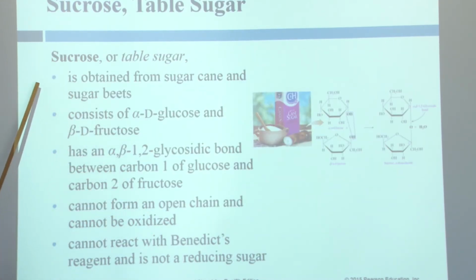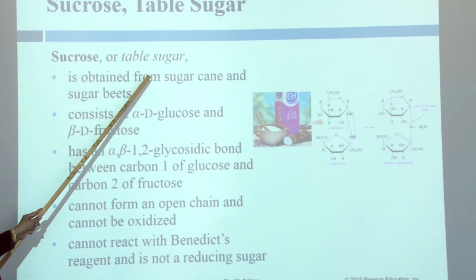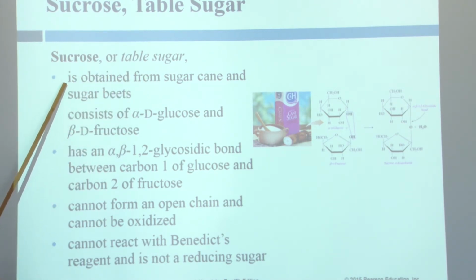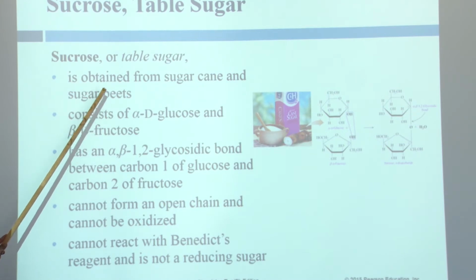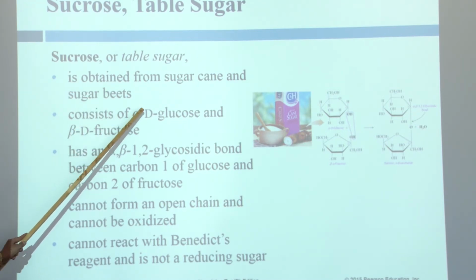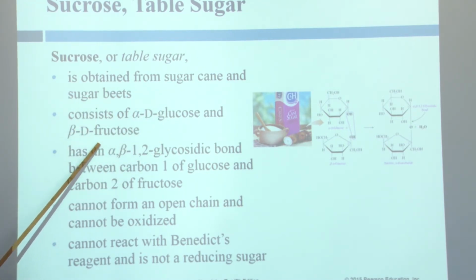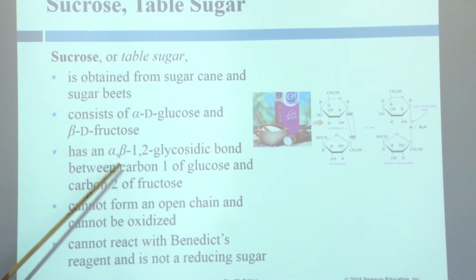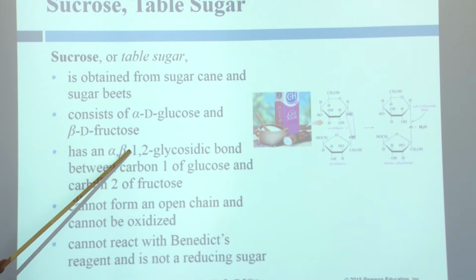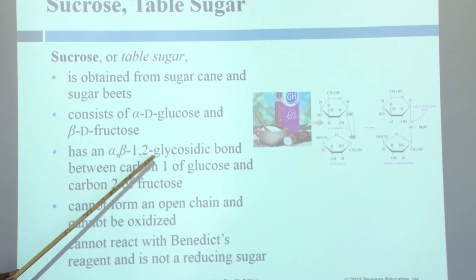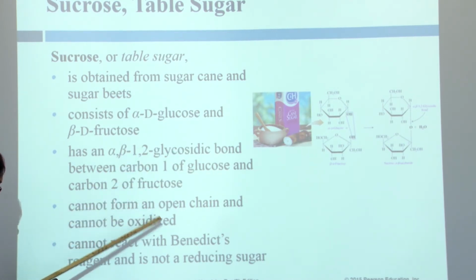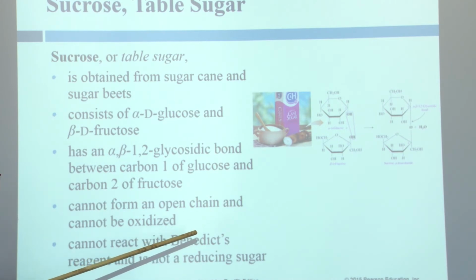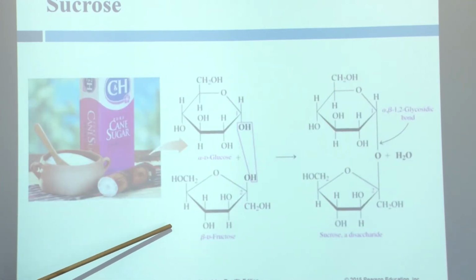Now sucrose, we are looking at sucrose, or table sugar. This is obtained from sugar cane and sugar beets, and consists of alpha D glucose and beta D fructose. So these are the monosaccharide units. It has an alpha beta 1,2 glycosidic bond between carbon 1 and carbon 2. Let us see that in the next slide, you can see that more clearly.